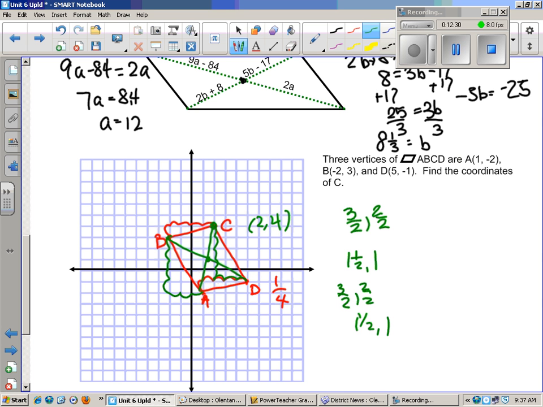Yes? I found you could do it two ways. The red way is finding AD and BC.